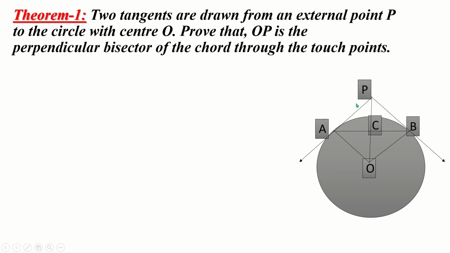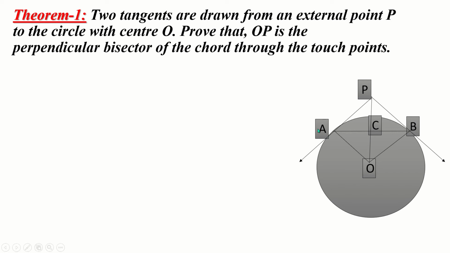As for example, here PA is a tangent touching at A. This is touch, not cut. Touch means it passes through only one point. Okay? And A is called the point of contact or touch point. Here is also another touch point or point of contact.